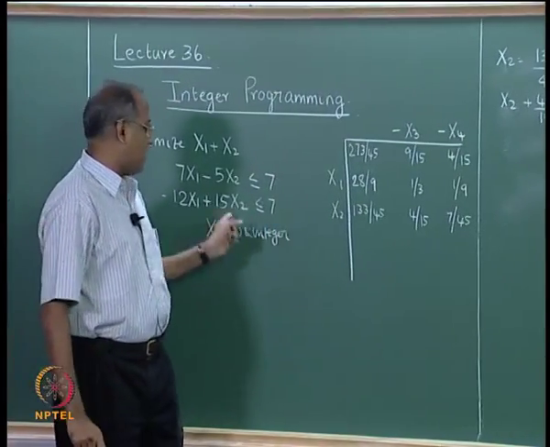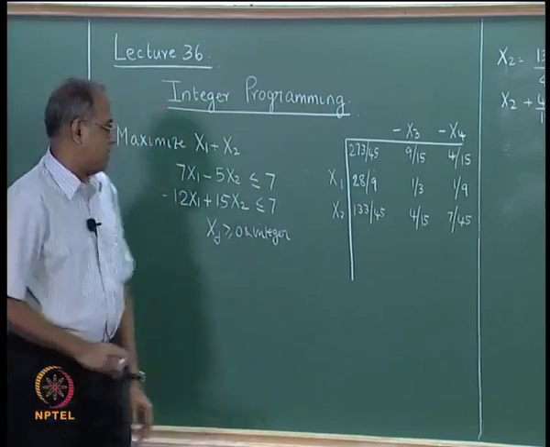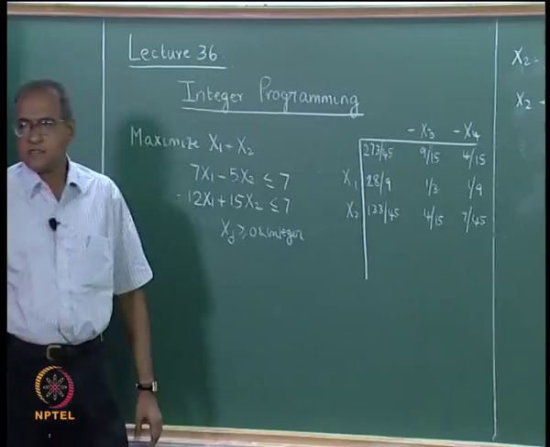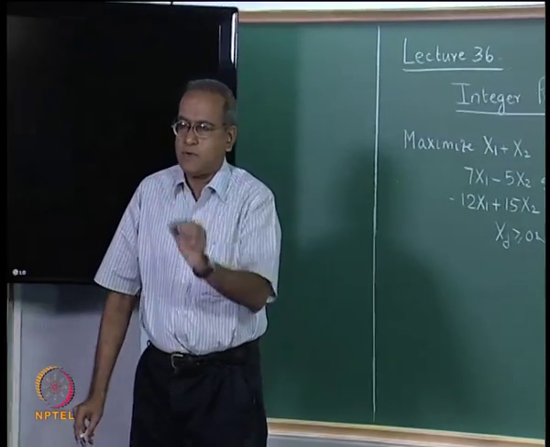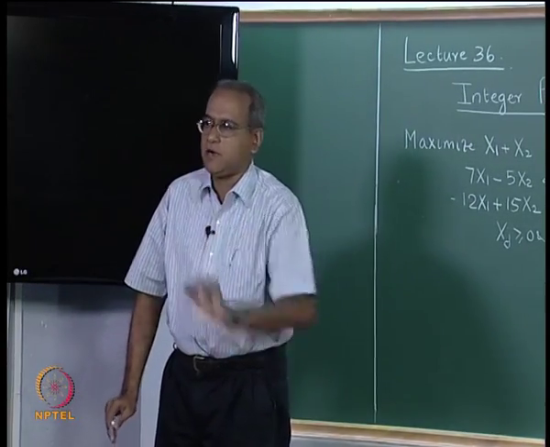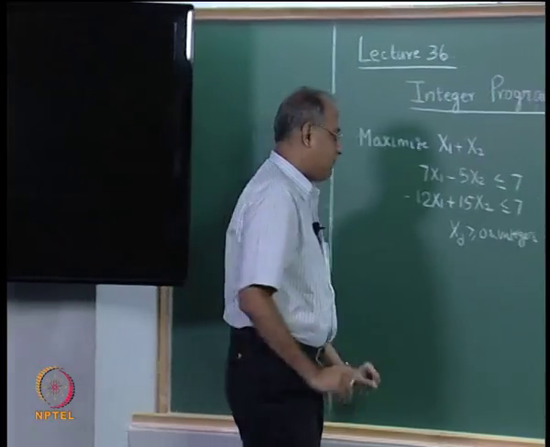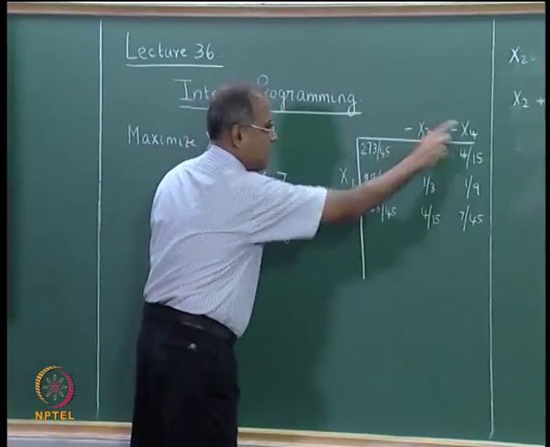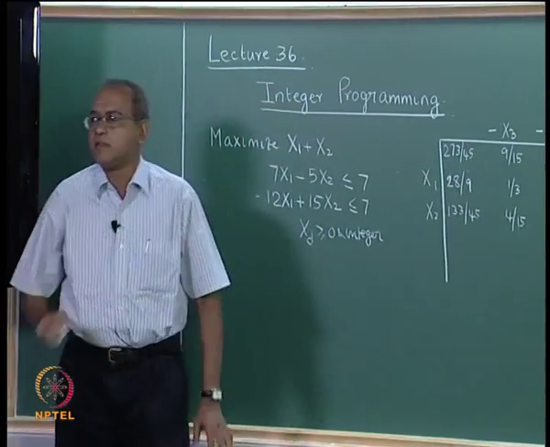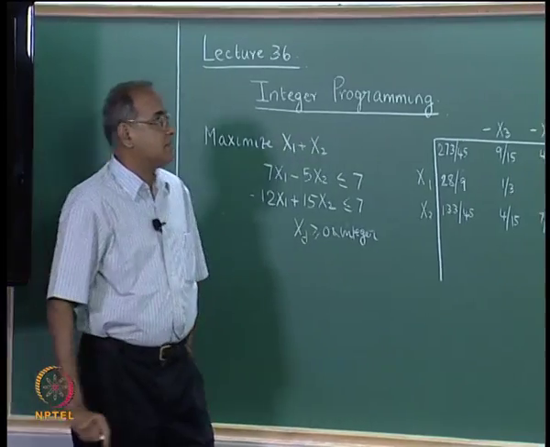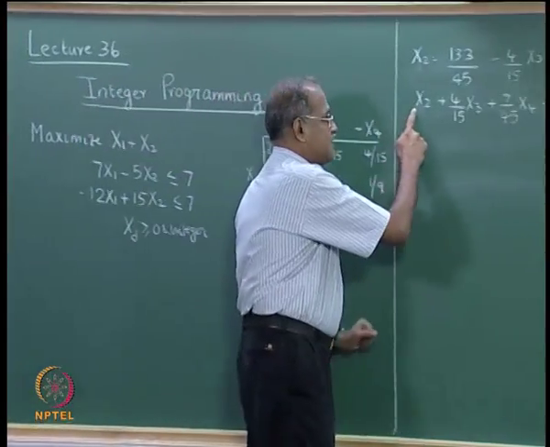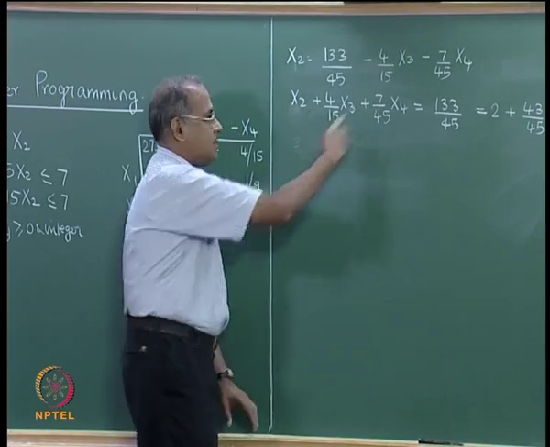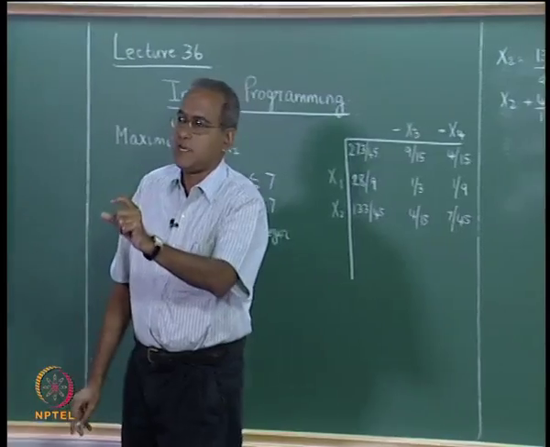Now, because this is an all integer algorithm with all coefficients integers and the right hand side integers, x1 and x2 have to be integer valued at the optimum. Therefore, the slack variables x3 and x4 that we have introduced, which are here, should also have integer values at the optimum. Therefore, this is an integer, this is not an integer, this is not an integer, because we have a fraction multiplying x3 and a fraction multiplying x4.